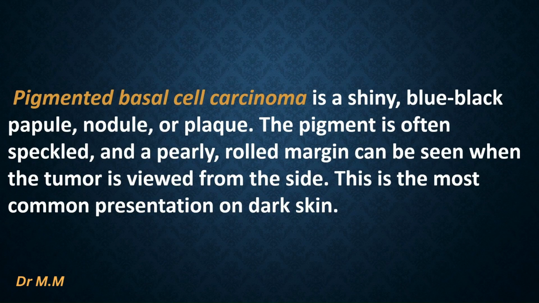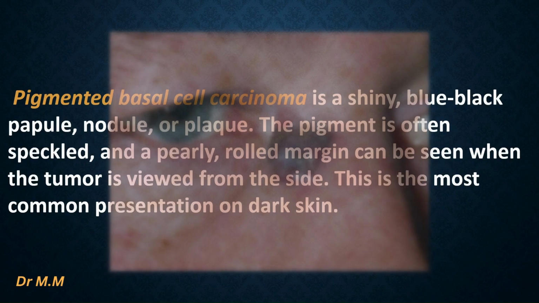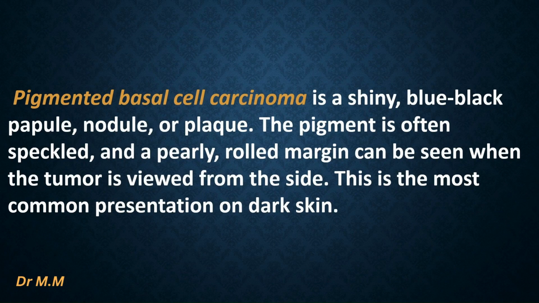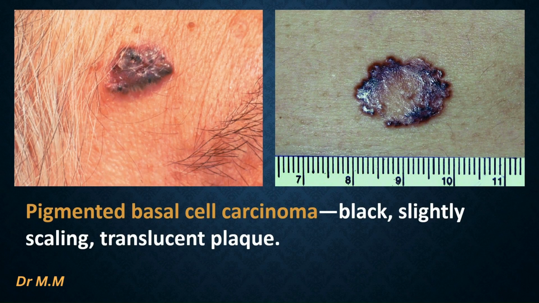Pigmented basal cell carcinoma is a shiny blue-black papule, nodule, or plaque. The pigment is often speckled, and a pearly rolled margin can be seen when the tumor is viewed from the side. This is the most common presentation on dark skin. Here we can see pigmented basal cell carcinoma. We have a black, slightly scaling, and translucent plaque.